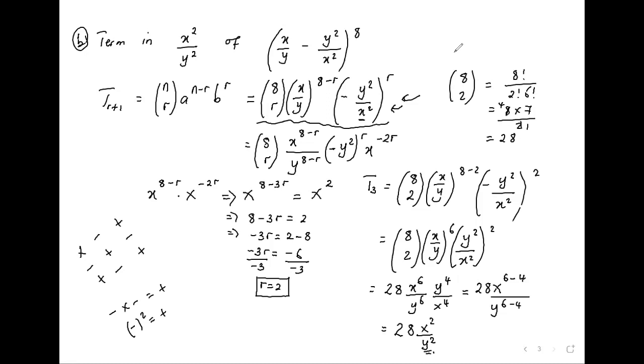So the question says you should find the term in x squared over y squared. So that is where we got this x squared from the question. Okay. So if it was y, you could have put equal to y squared. Yes. All right.